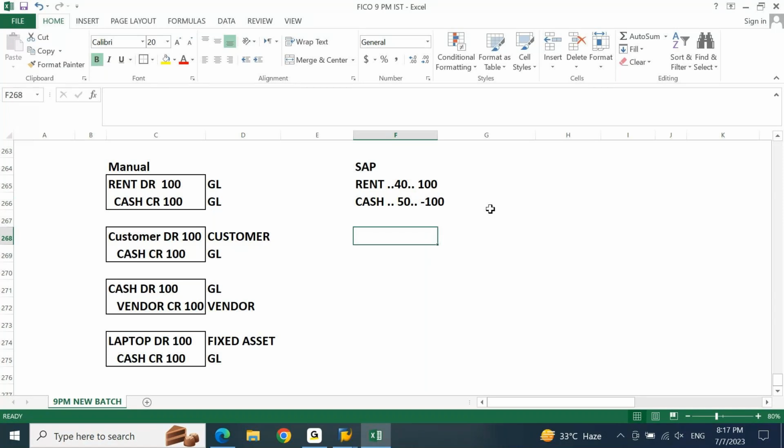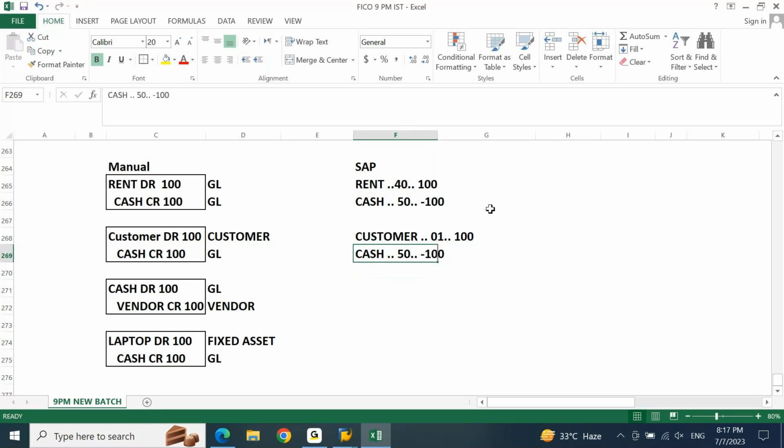Next one, the moment I know it is a customer, I am going to put customer here. If it is a debit, which code do I need to use for customer debit? 01. I'll put the amount. If it is the GL credit, I am going to put the same thing, cash 50, and then the amount is minus 100.